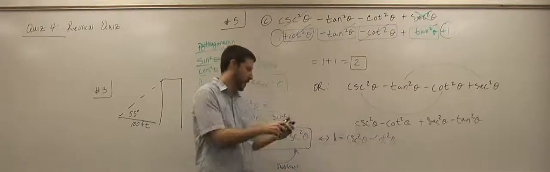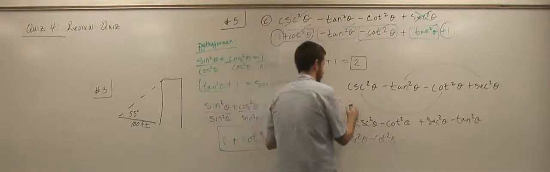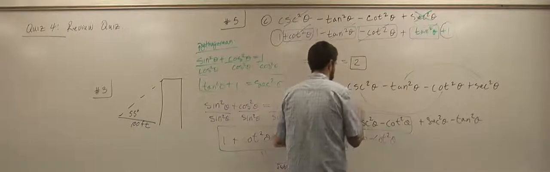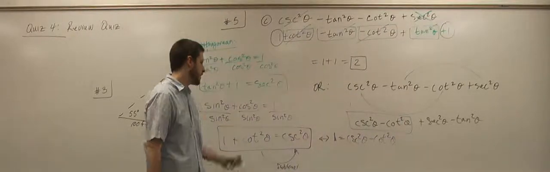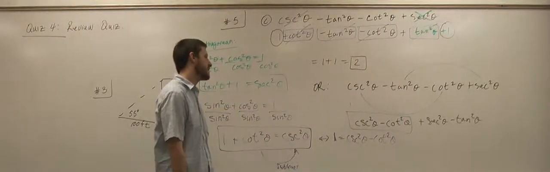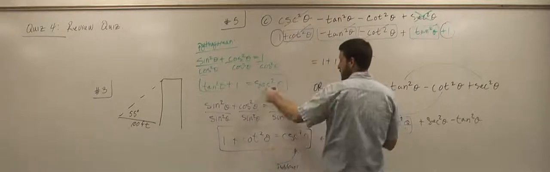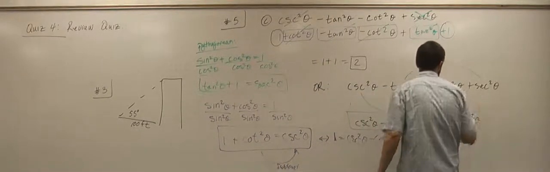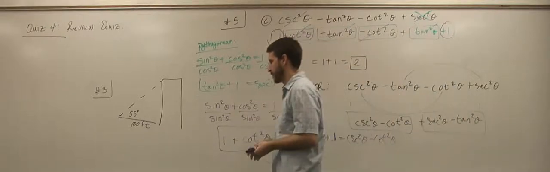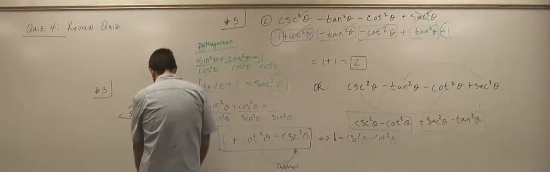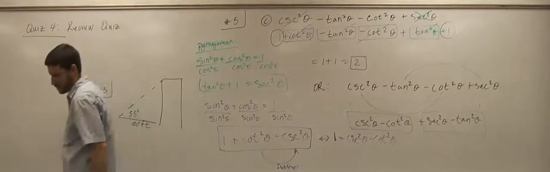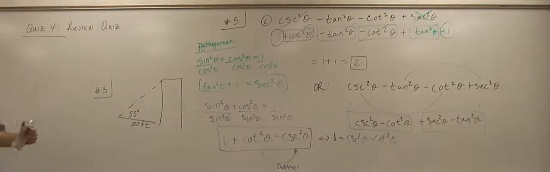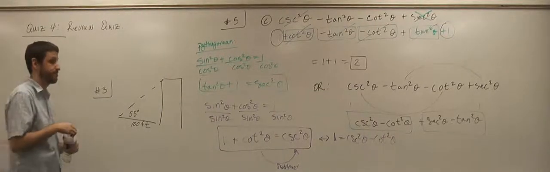So up here, I know this is just 1. Same thing on this guy. If I subtract over the tangent squared, secant squared minus tangent squared is just 1, and if you add those up, you get 2.